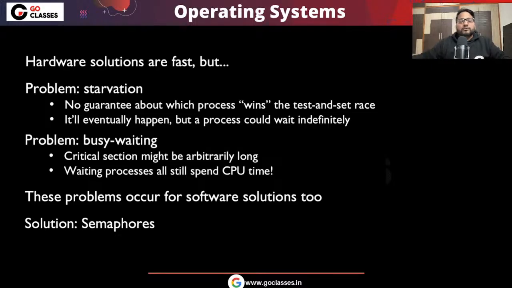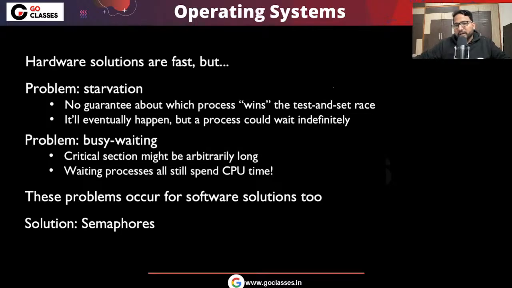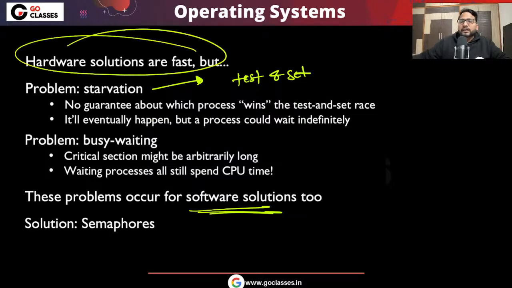Okay, so we have seen the hardware related solutions. These are fast, but there are problems. If you remember, there was a problem of starvation in the hardware related solution, which was test and set. We have also seen the software related solutions, and those are slow. Generally software related solutions are slow, and hardware related ones are fast.